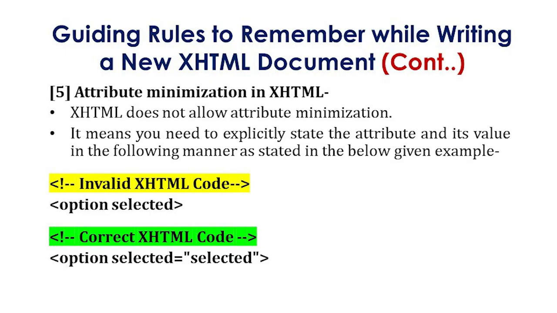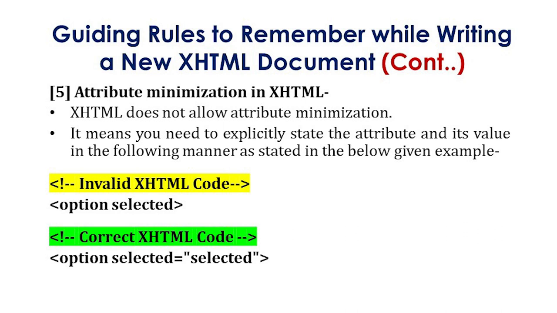The next one is attribute minimization in XHTML. You may compare this XHTML with HTML. In that case, XHTML does not allow attribute minimization, whereas HTML allows. It means you need to explicitly state the attribute and its values in the following manner, as stated in the given example.